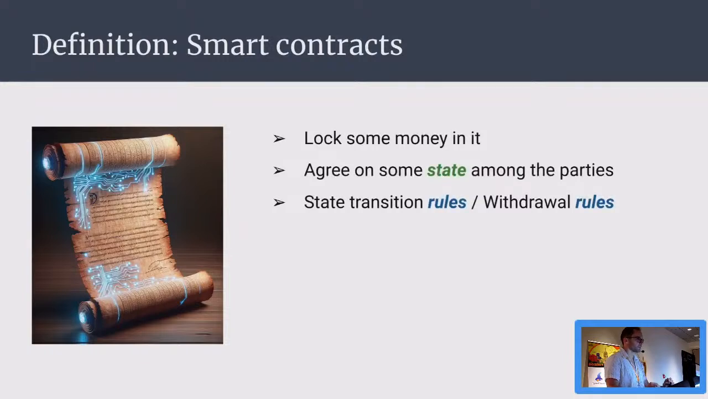So a smart contract is something that looks like this. We want to be able to lock some money inside. We want to be able to agree on some state among the parties. State means anything, any content, any variable. If you imagine a program, it could be a chess game, it could be a game of tic-tac-toe. And then you want to have some state transition rules or withdrawal rules, meaning you want to specify how the contract state can be changed by the parties in the contract. So you do some transaction, this transaction modifies the state of the contract. And so this is basically an abstract definition of what a smart contract is.